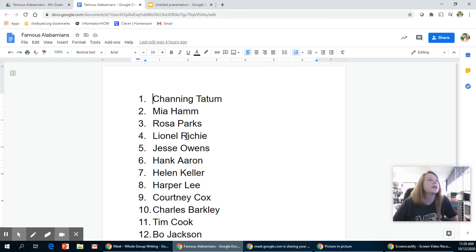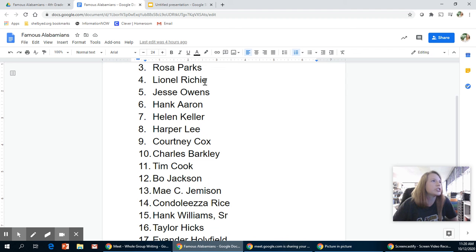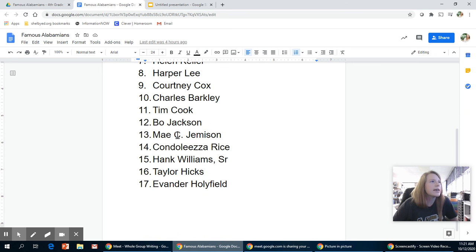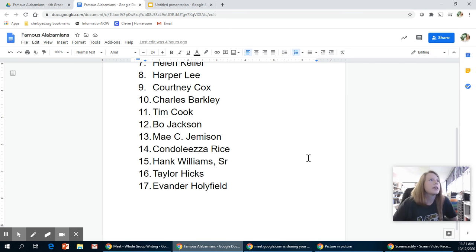All right, so here's some of the famous Alabamians: Channing Tatum, Mia Hamm, Rosa Parks, Lionel Richie, Jesse Owens, Hank Aaron, Helen Keller, Harper Lee, Courtney Cox, Charles Barkley, Tim Cook, Bo Jackson, Mae Jemison, Condoleezza Rice, Hank Williams Sr., Taylor Hicks, Evander Holyfield.